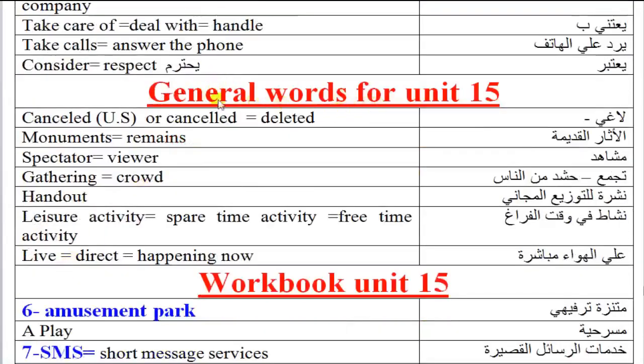General words for unit 15. Cancelled, deleted. Cancelled with one L in USA, cancelled with double L in British. Monuments, remains. Viewer. Gathering, crowd. Handout. Leisure activity, spare time activity, free time activity. Live, direct, happening now.